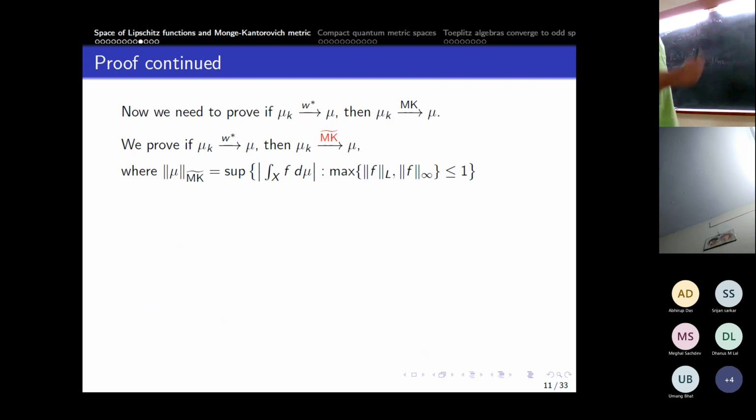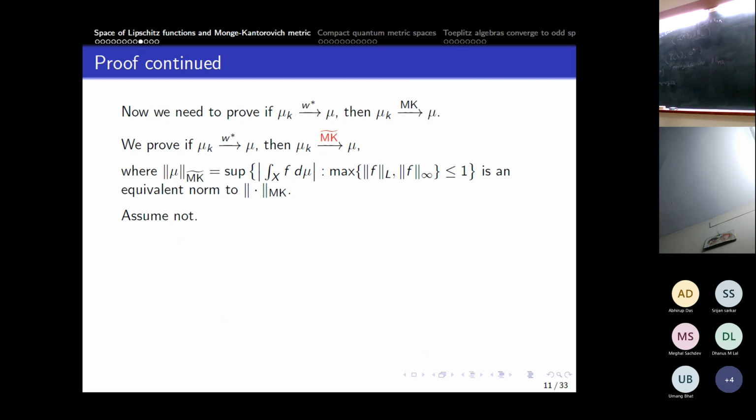The definition is similar. In the definition of MK, we were taking f with the Lipschitz norm less than or equal to 1. Here I'm taking the maximum of the Lipschitz norm and the infinity norm to be less than or equal to 1. Using the compactness of X and a basic inequality, it's easy to prove it's equivalent to the MK. So if we prove that mu_k converges to mu in MK tilde, we'll be done. Why am I modifying it? Because I want to use some standard result and it will become very easy. So let's come to the proof of this.